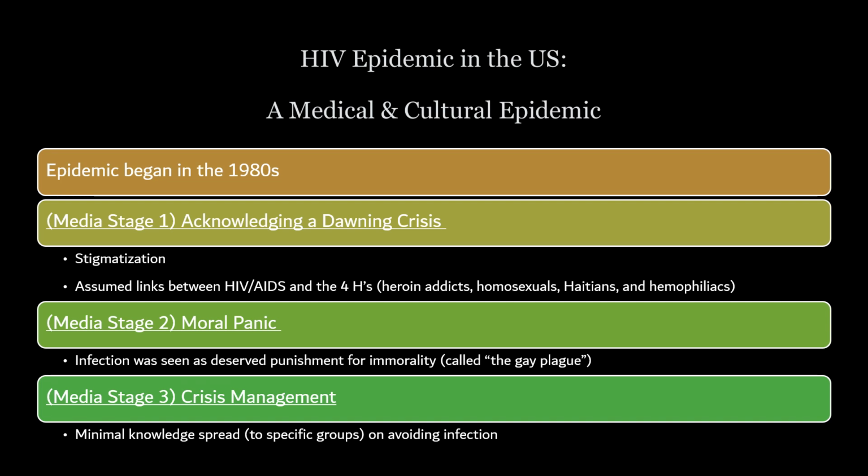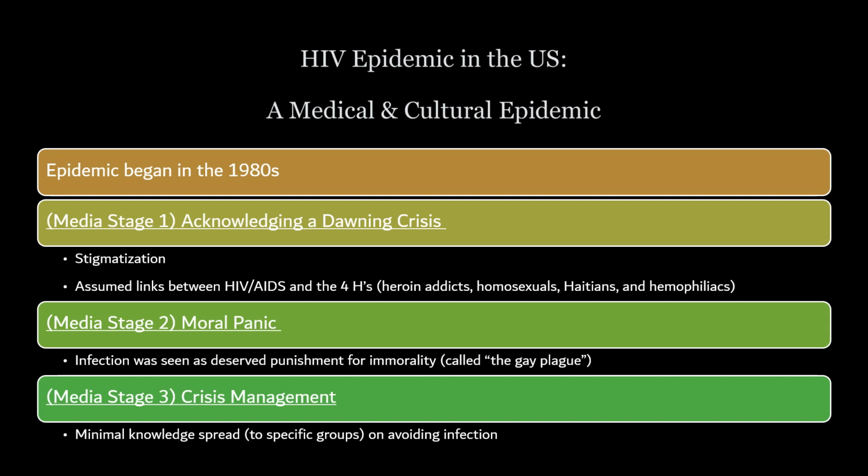viruses do not care about the lifestyles or the politics or the individual characteristics of the people they infect. Viruses have no morality or value system. They are just biological mechanisms that infect other living beings. So that's where we started at the very beginning of the epidemic. And then we moved into the next stage of moral panic.